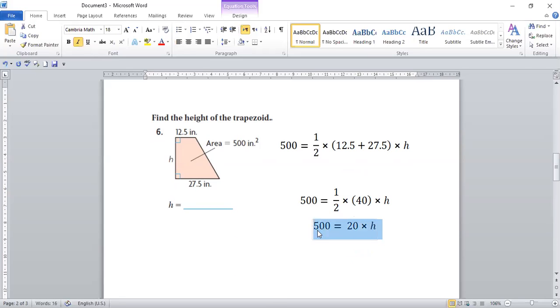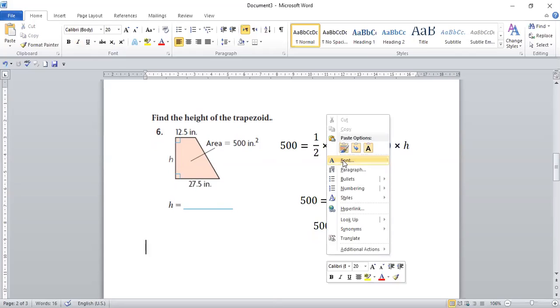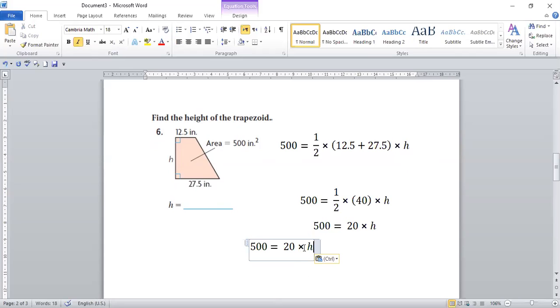How much is 500 divided by 20? It's mental math again. It's zeros, so you can cancel the zeros. Then you are left with 50 divided by 2. So the height is going to be 25 inches, because the other measurements are all in inches, so the height is also going to be in inches. I hope this part is clear for you.